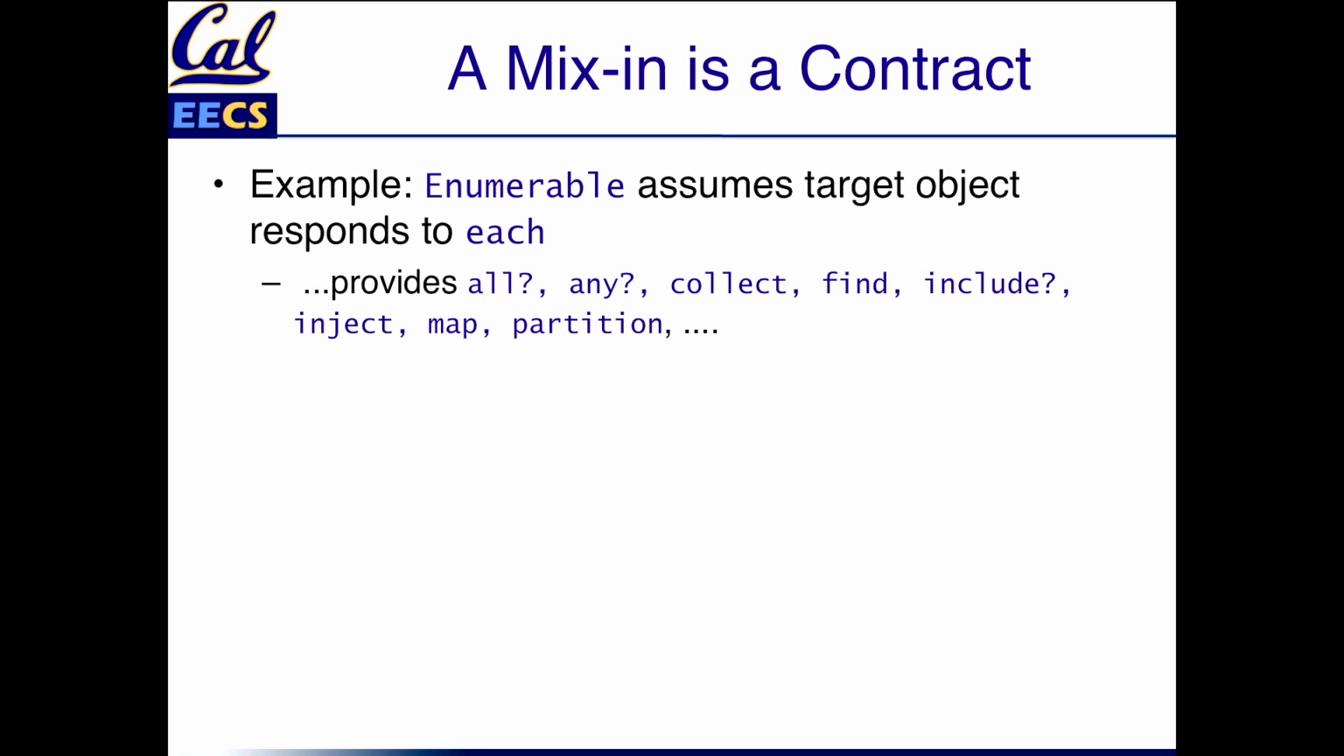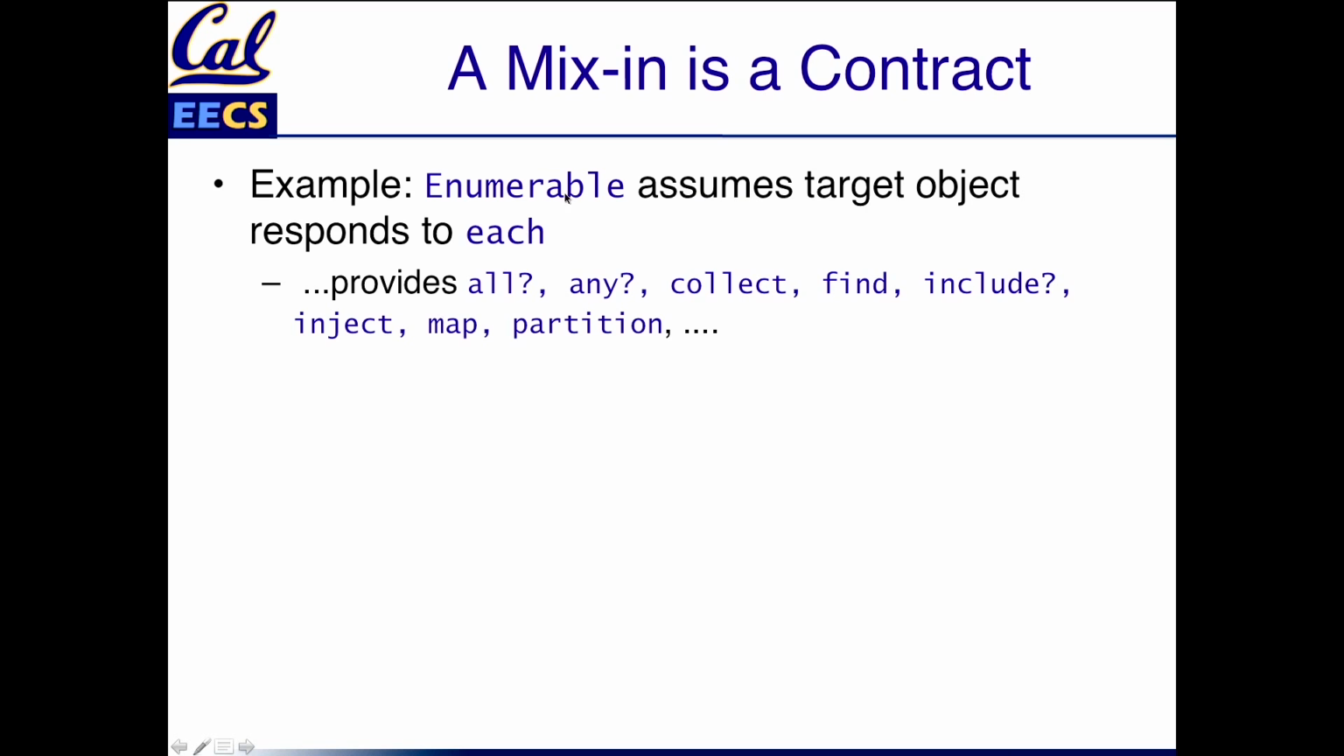to each. Right? So like I said, if you define a new class, for example, a binary tree data structure, and you define each as a way to get at the elements of that data structure, you can now mix in Enumerable, and you'll get these methods for free. It will define for you predicates like all and any, collect, find, include, map, partition, a whole bunch of really neat stuff just because you agree to provide each. This is a hugely powerful behavior.